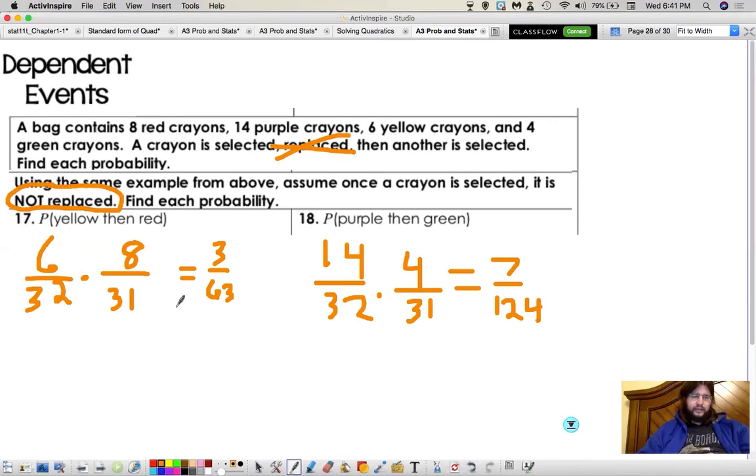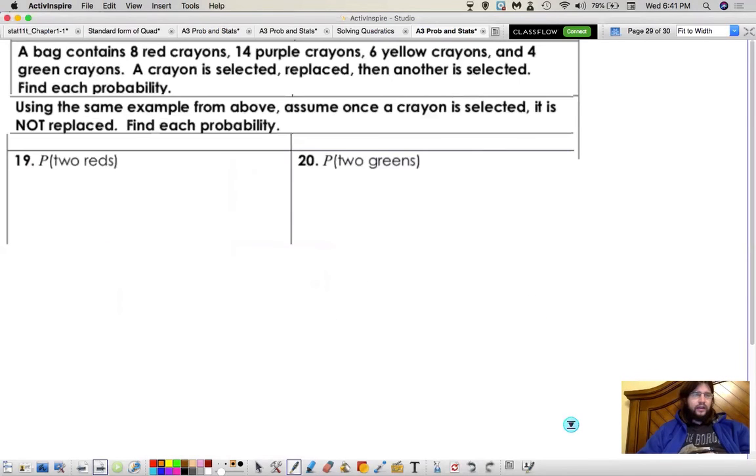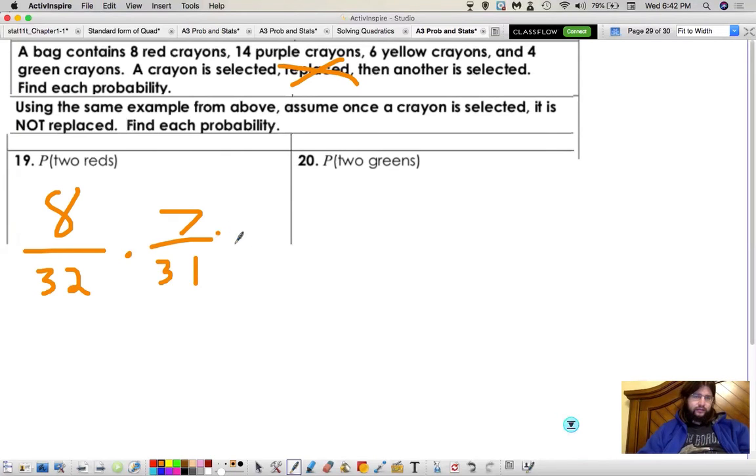Okay, what's next? Let's see. So again, we're not replacing. Probability of 2 reds. So we pull a red, we don't put it back, and we pull another red. Let's see what that probability is. 8 out of 32. Okay. We took a red crayon though, right? How many red crayons are left? 7. How many crayons total? 31. 7 out of 31.